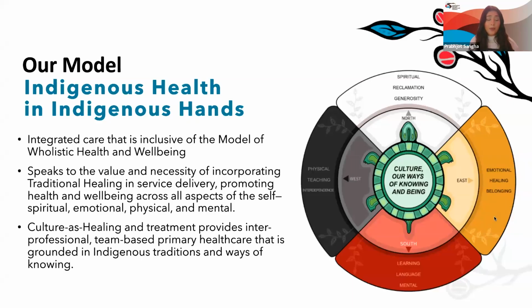So our model that we base our work off of is the Indigenous Health in Indigenous Hands. So this is a holistic model for Indigenous health and well-being that integrates traditional knowledge and Western medicine and healthcare services, recognizing the interconnections between physical, mental, emotional, and spiritual aspects of health. In Ontario, IPHCC has developed a holistic health and well-being model that emphasizes the importance of the traditional knowledge and practices as well as the collaboration with Western healthcare providers. So by adopting this holistic approach, we believe that healthcare services can better address the unique health needs of Indigenous communities in a culturally safe and effective manner.